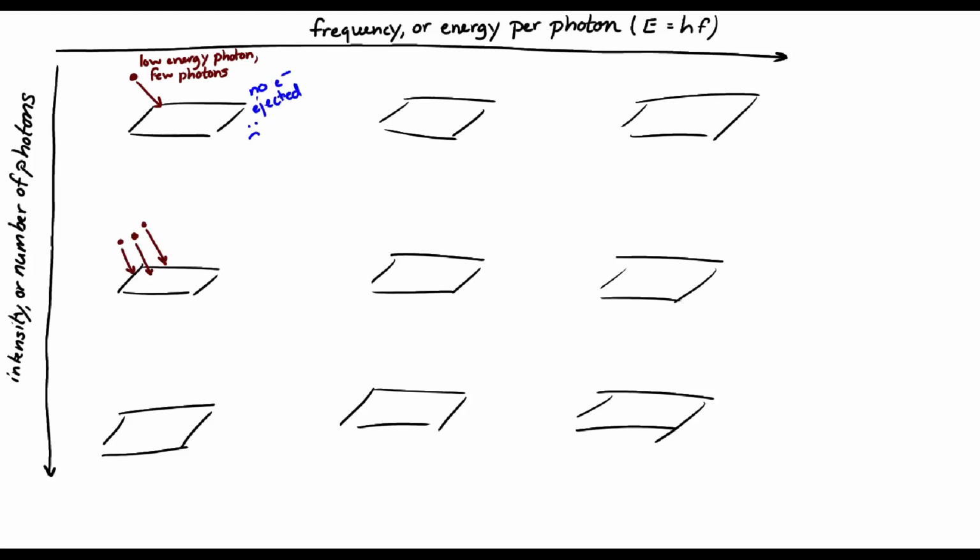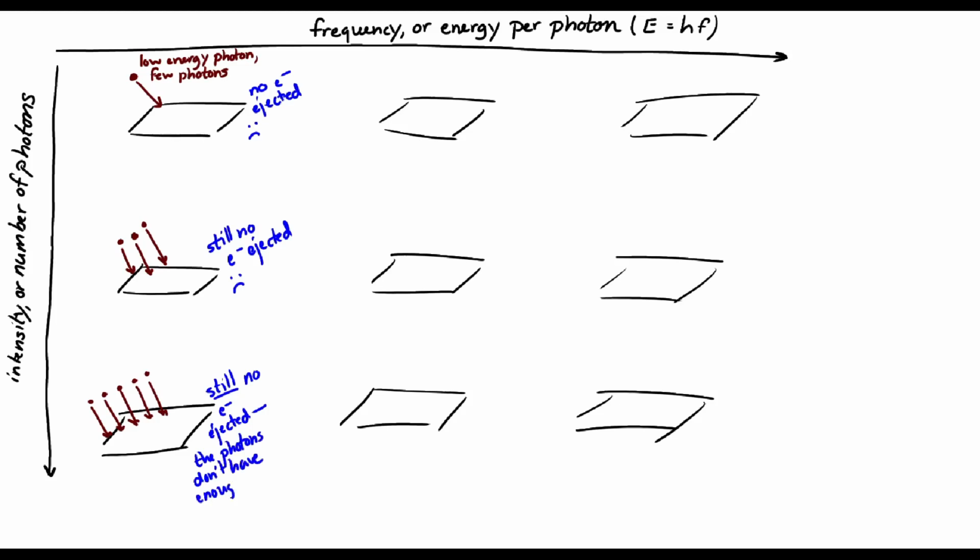They don't have enough energy to kick out any electrons. We send in a higher intensity, that just means more of these low energy photons, and none of them have enough energy to kick out an electron, so no electrons are ejected. And even if we send in a huge number of these low energy photons, no electrons are ejected. None of the photons are able to eject the electrons because the photons themselves do not have enough energy to do so.